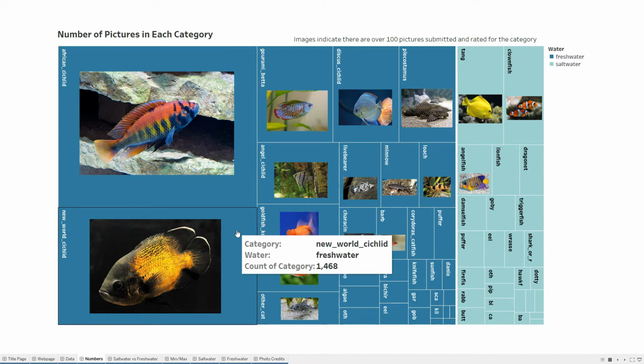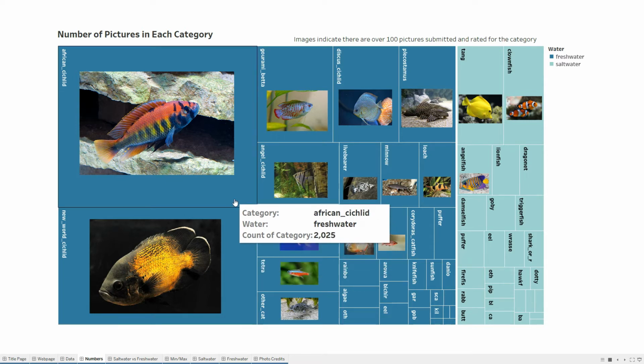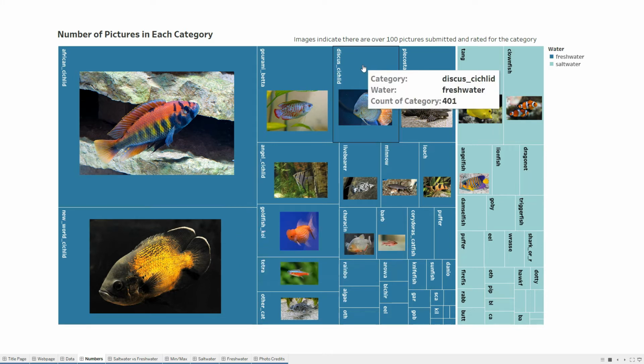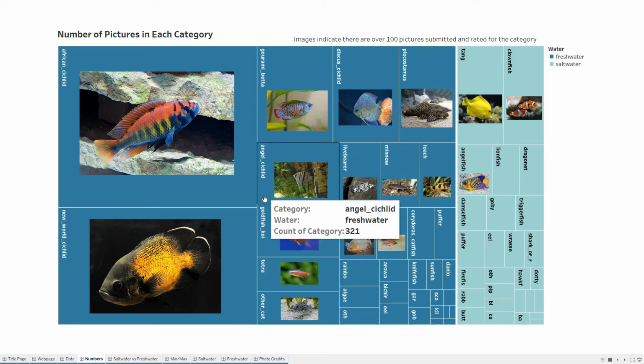It's followed by the New World cichlids with 1,468 pictures. In fact, if we were to add up all of the cichlids, the African cichlids, the New World cichlids, the discus with 401 pictures, and the angels with 321 pictures, they would comprise almost half of all pictures uploaded to the website.